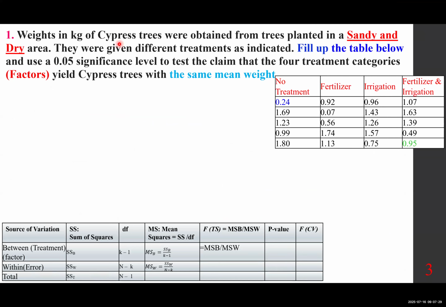Weights in kilograms of cypress trees were obtained from trees planted in a sandy and dry area. They were given different treatments as indicated: no treatment, fertilizer, irrigation, and fertilizer and irrigation. Fill up the table below and use a 0.05 significance level to test the claim that the 4 treatment categories or factors yield cypress trees with the same mean weight.